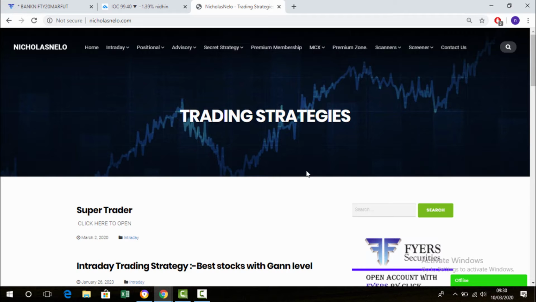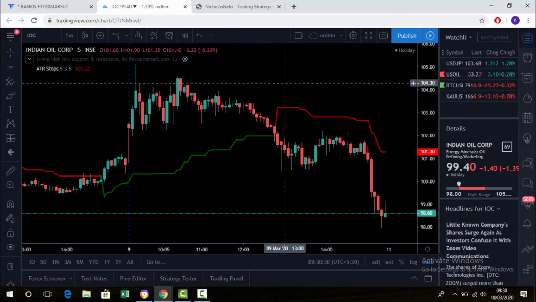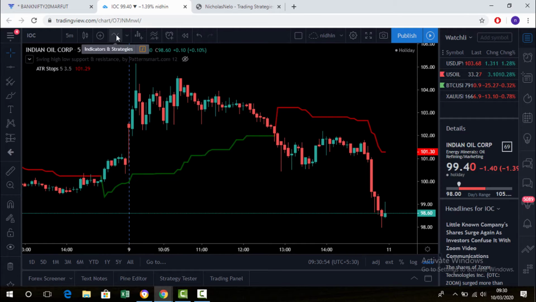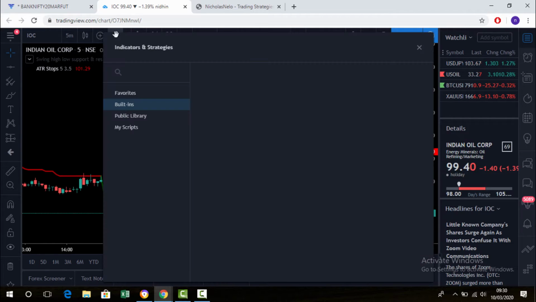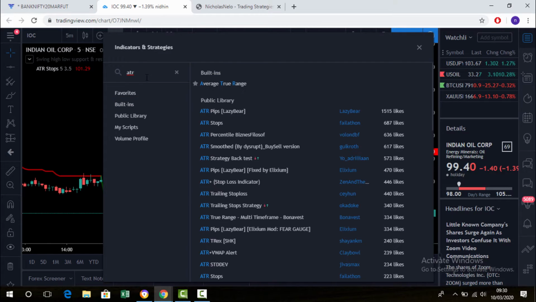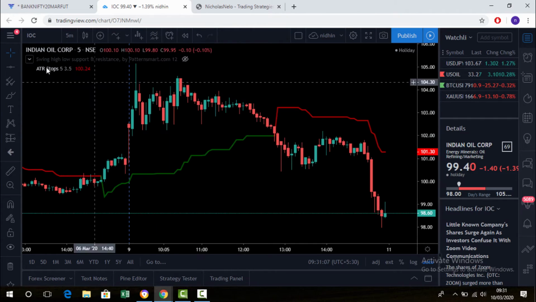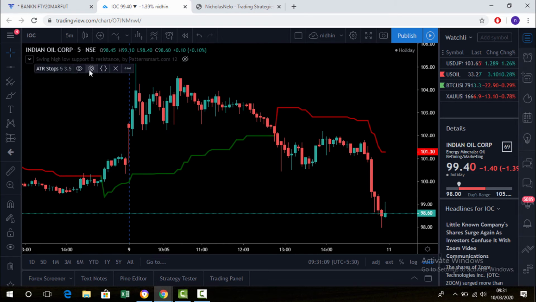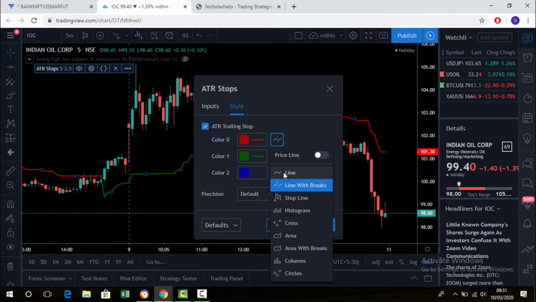Today we are going to discuss an intraday trading strategy. For that we are using the ATR indicator. This is the TradingView chart. In the indicator section, just click here and search ATR, and then you will get the ATR trailing stop loss. So you just select that indicator. This is the indicator. Here you can select dot, line, whatever you want. I have selected line.